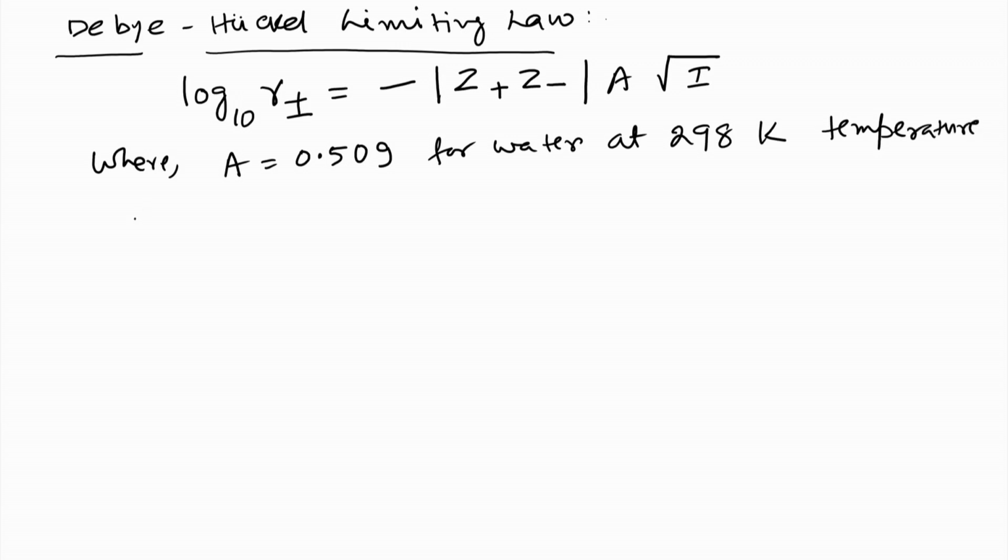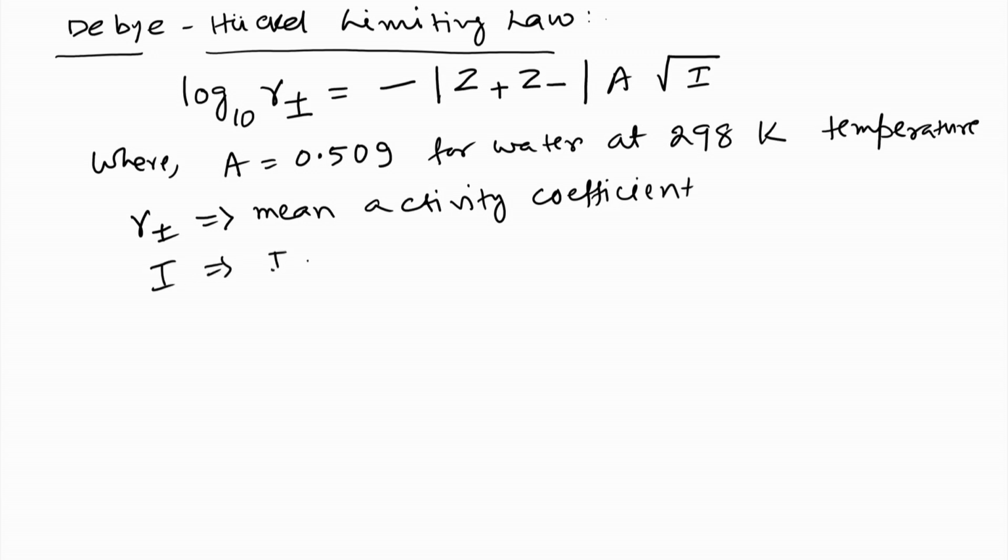Gamma plus minus is the mean activity coefficient, I is the ionic strength of the solution, and Z plus and Z minus are the charges of the cation and anion respectively.